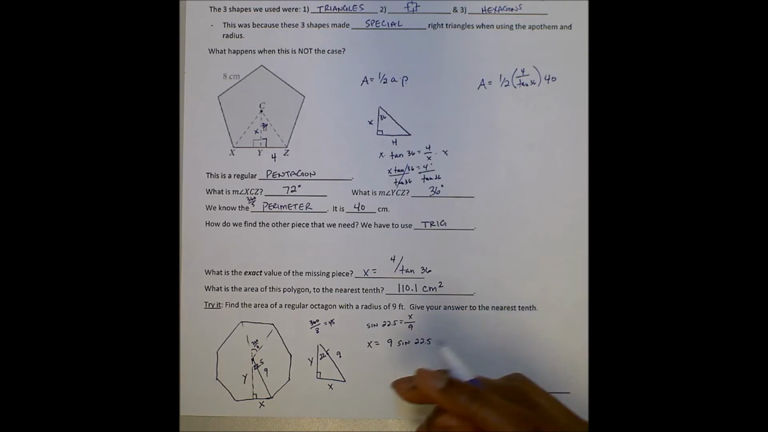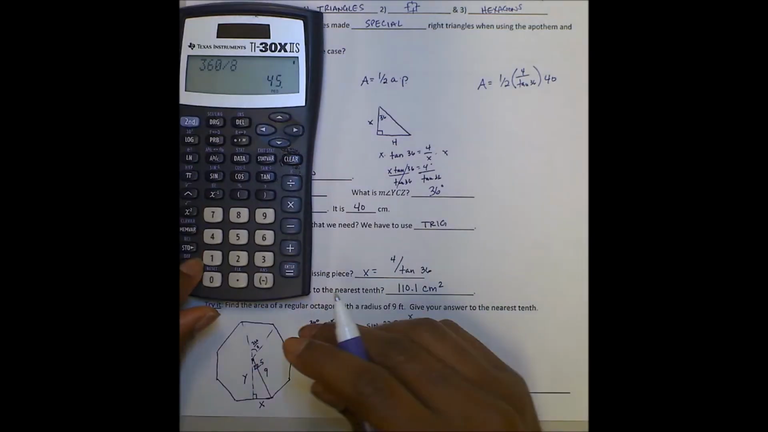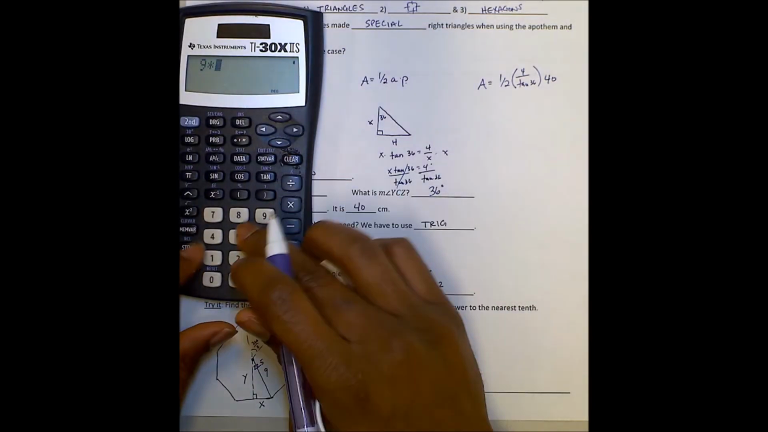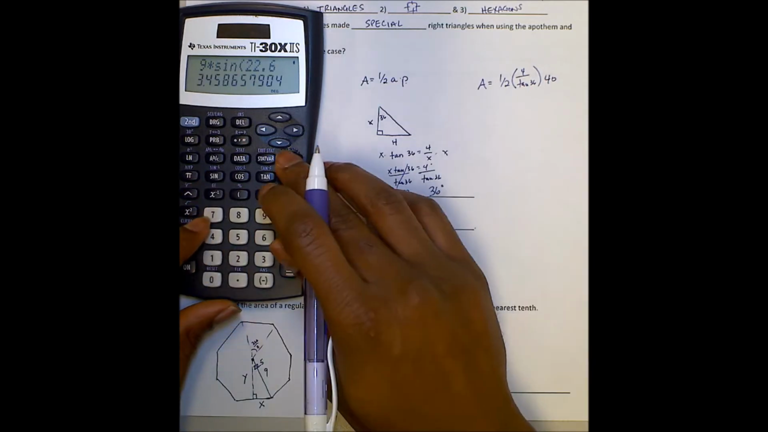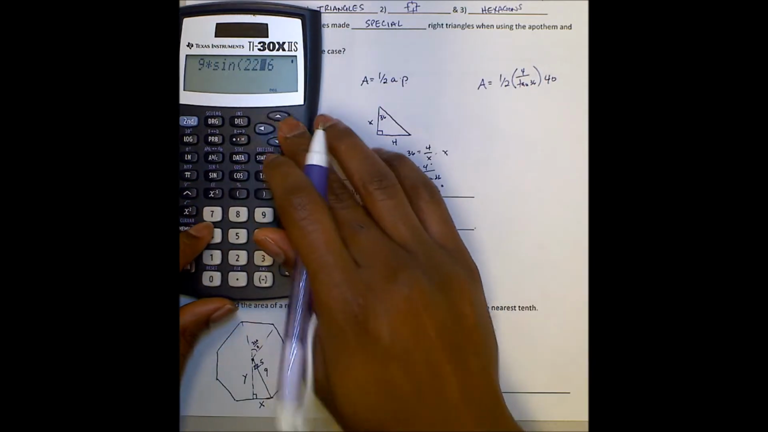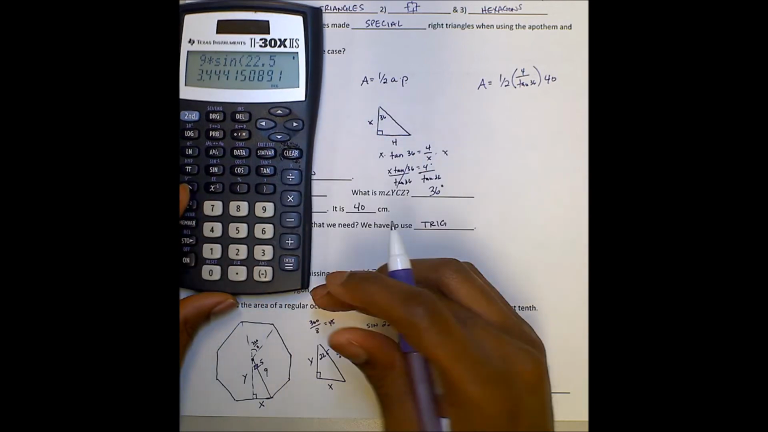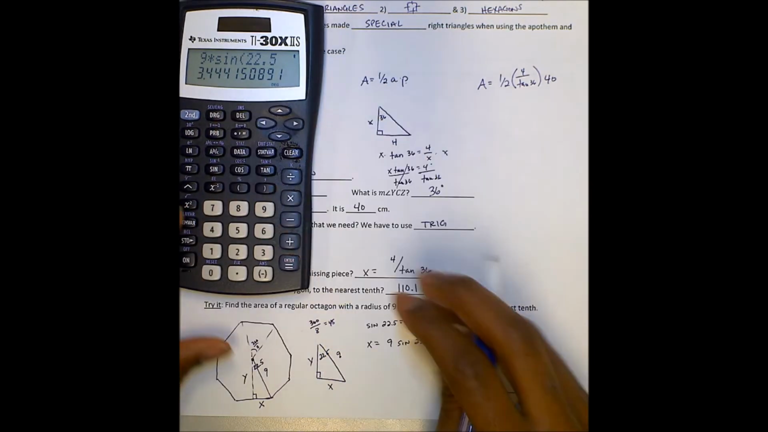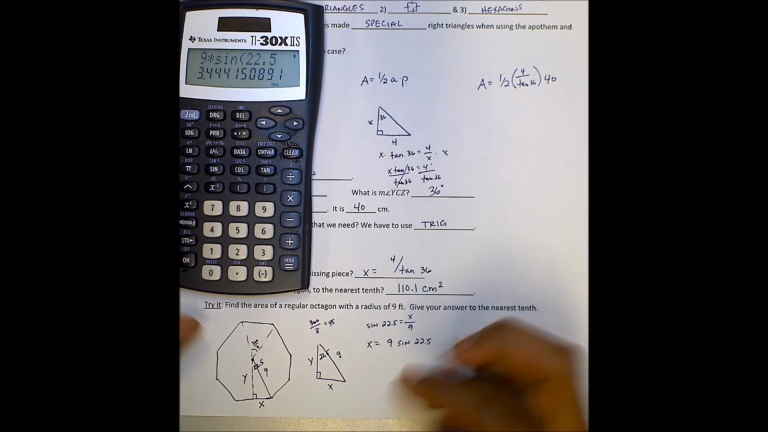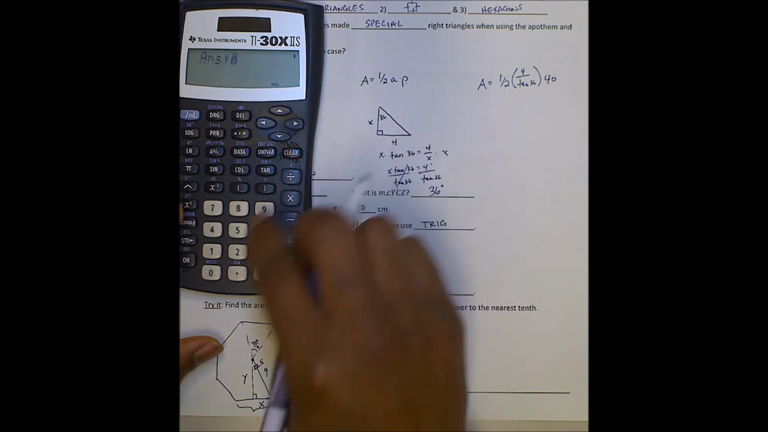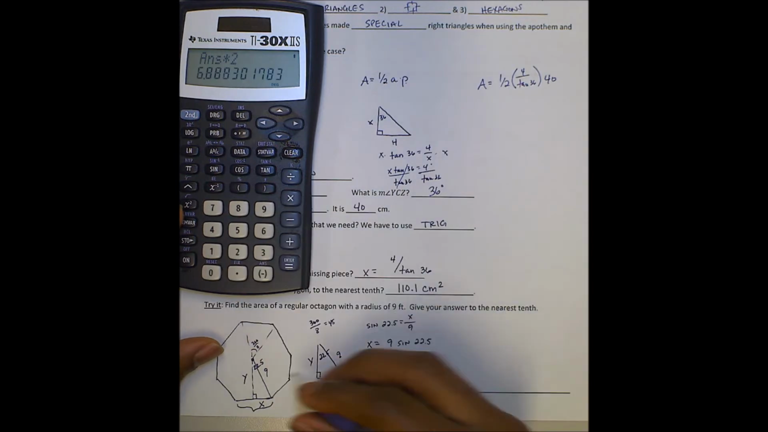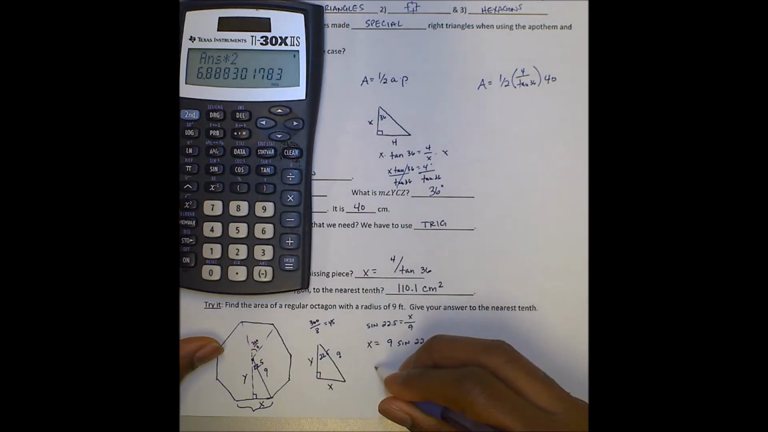Alright, and so I'm going to find out what that is. 9 times sine 22.5. Oops, messed up and put 0.6. Okay, and that will give me 3.4 repeating. Alright, that side then will be double that. So we see that a side length is going to be 6.8. So x is like 3.44.